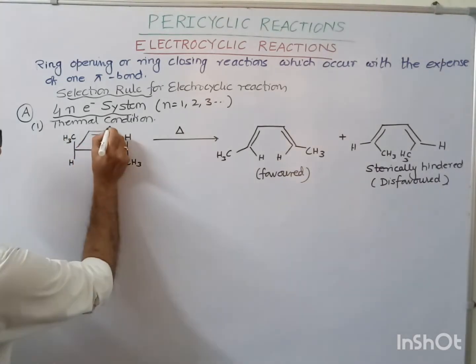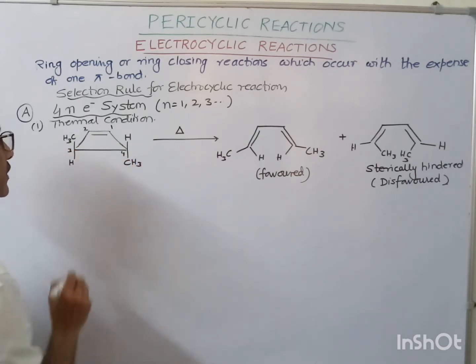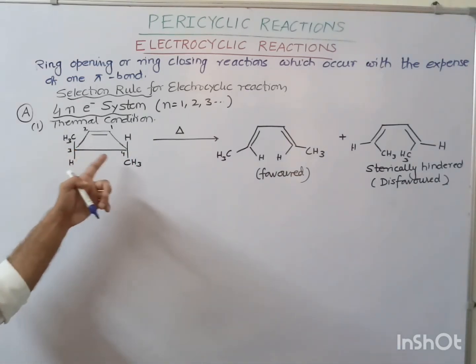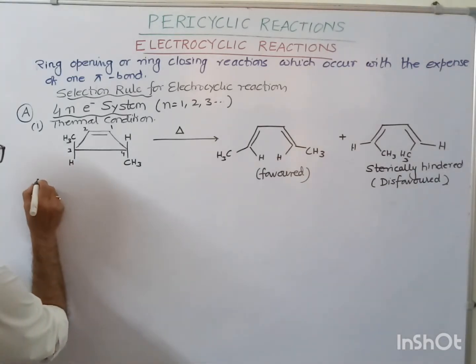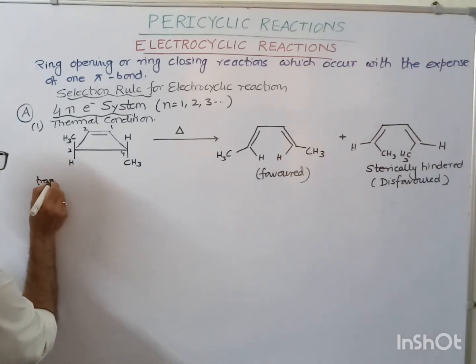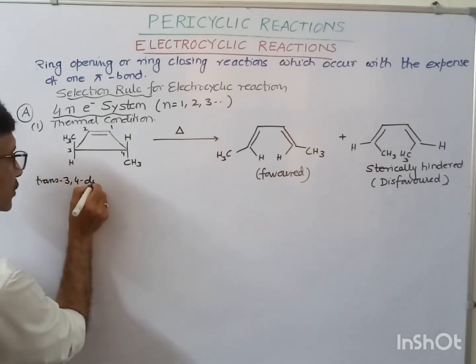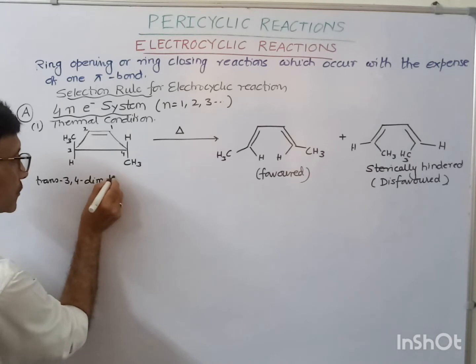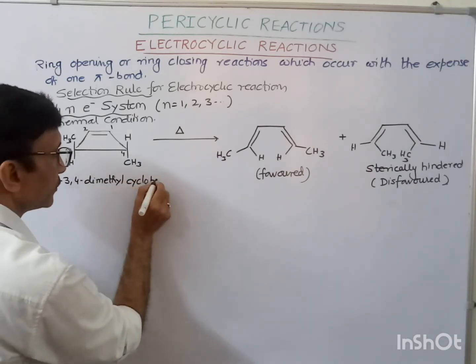If you want to name it, this is first, second, this is third carbon, fourth carbon, like this. Then at third and fourth, two trans methyl groups are present. So what can we write? This is trans-3,4-dimethylcyclobutene.